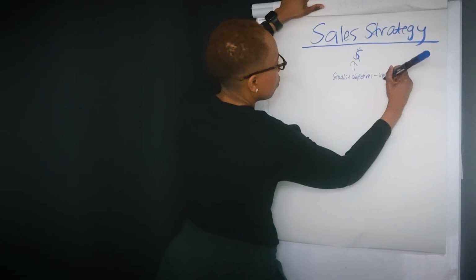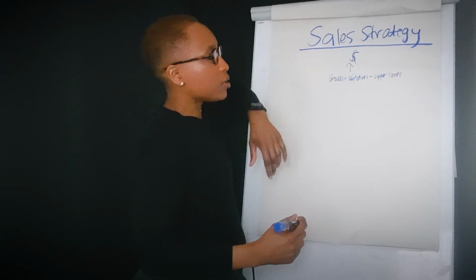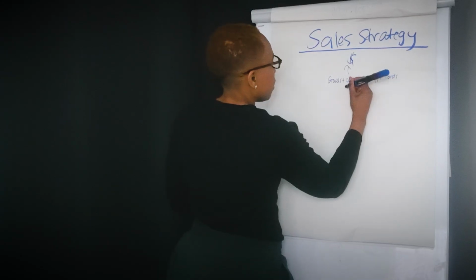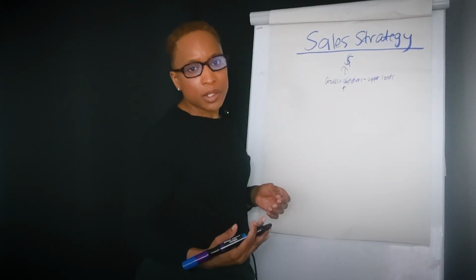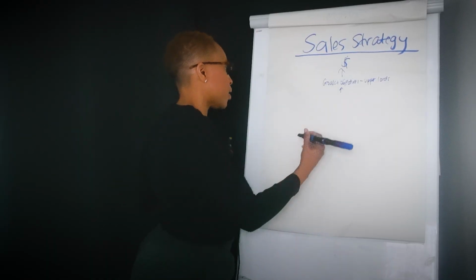So this is the upper lords, right? Investors, shareholders, board members, they say, this year we need to hit 100 million. Now, in order to hit the goals and objectives, they want to see what you're going to do about it. So they say, what's the plan? Okay. So effectively, that is your go-to-market strategy.